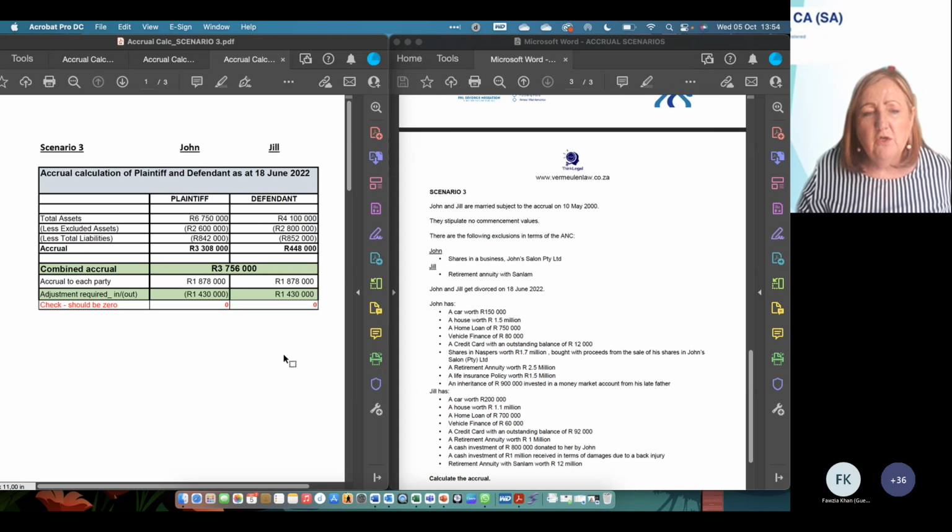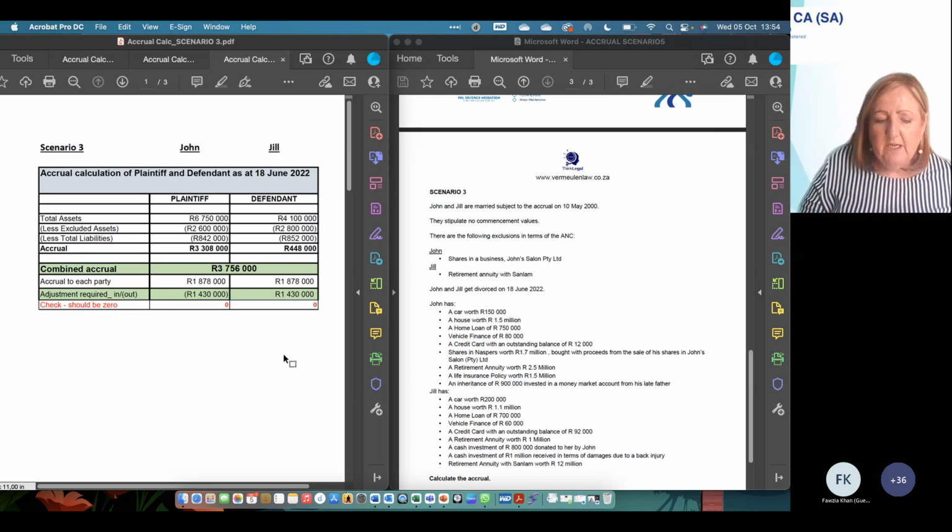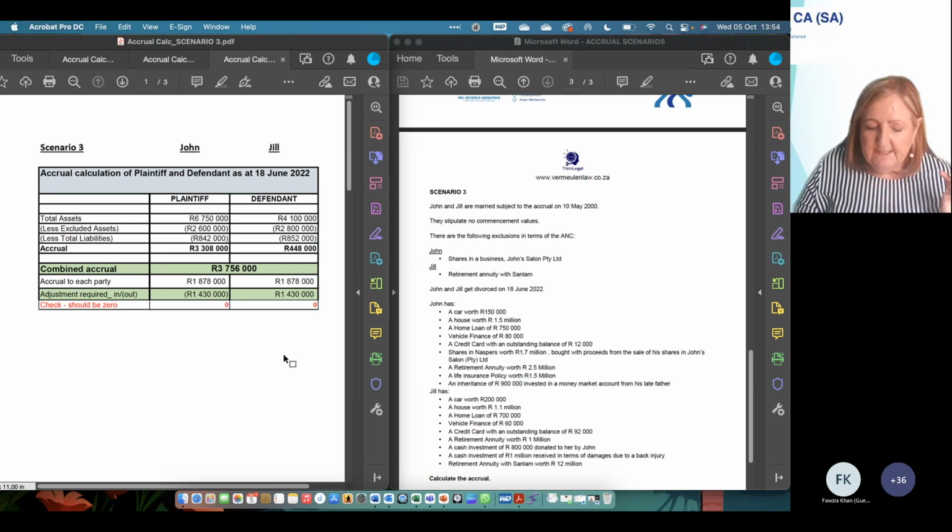Okay, so if we go on to the next slide, so the difference: in the ANC, it was stated that John had a business, John's Salon. The value was not stated there, so there's no commencement value. However, later on, during the marriage, John sold these shares in that business, and he used that money to buy shares in Naspers.